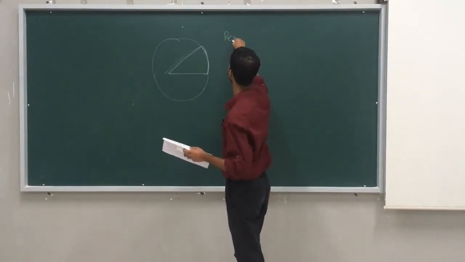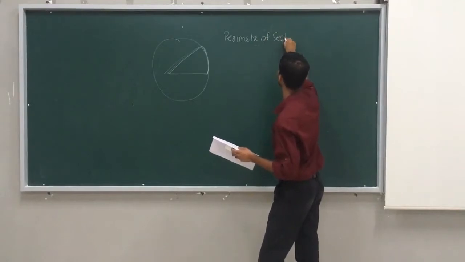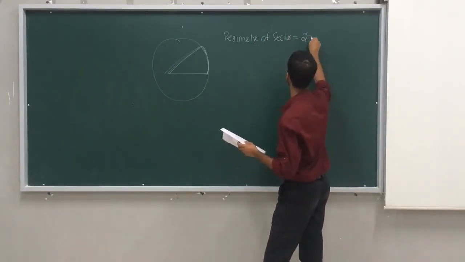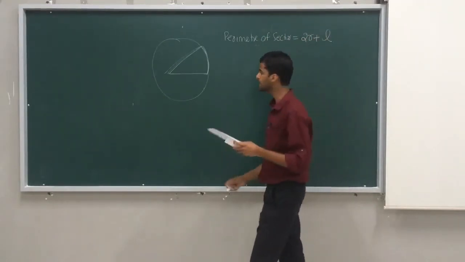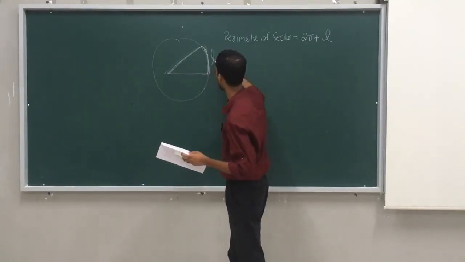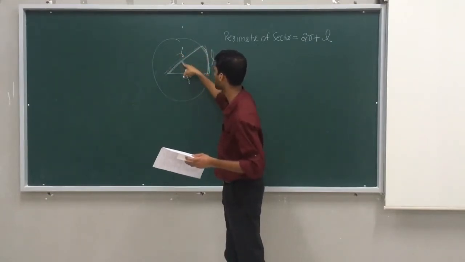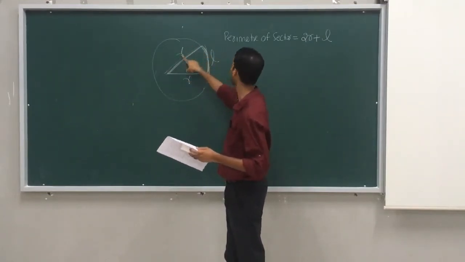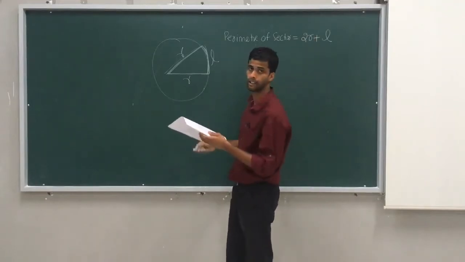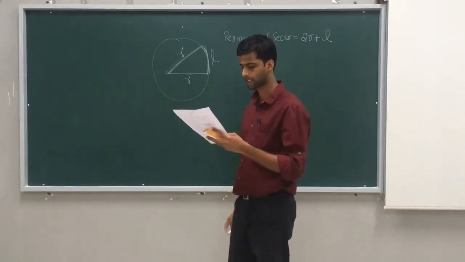We all know that the perimeter of a sector is equal to 2r plus L. Why is it like this? Perimeter means this particular part. We know that this particular arc length is L, this is radius, this is radius. Perimeter is r plus r plus L, which is 2r plus L. Now what is given here is the perimeter of a certain sector.